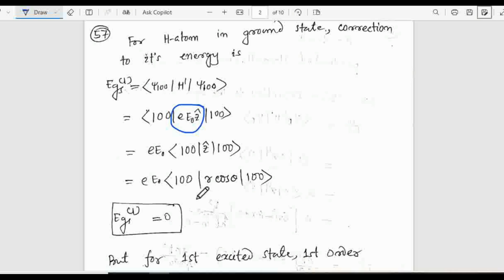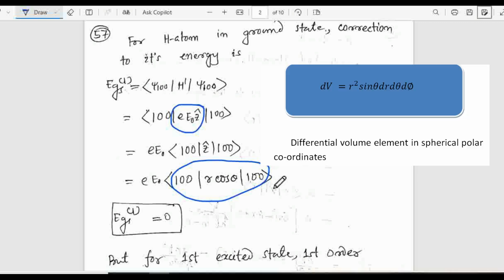Okay, so now if you do the calculation for this integration, this is not a complex integration. You just do it with a differential, infinitesimally small volume element. In that volume element, that is r squared sine theta dr d theta d phi.